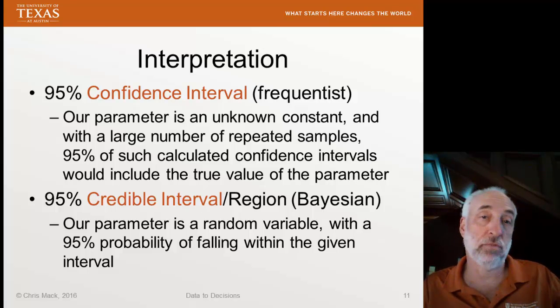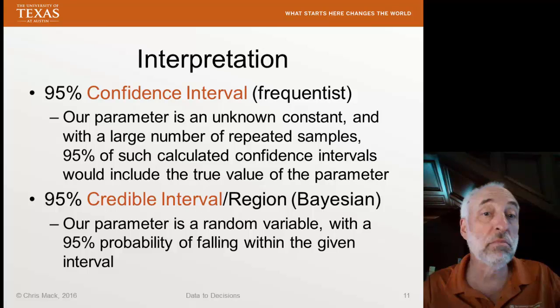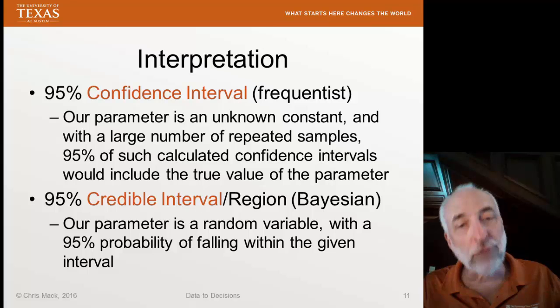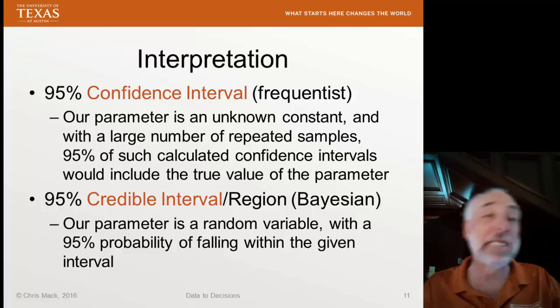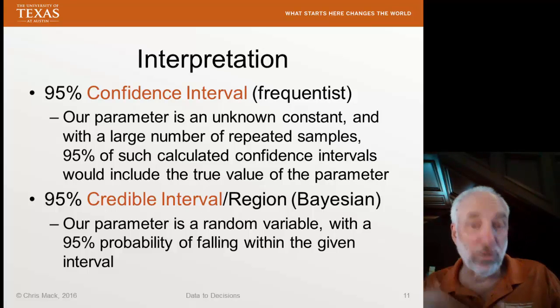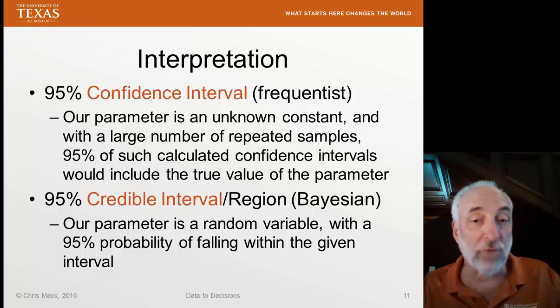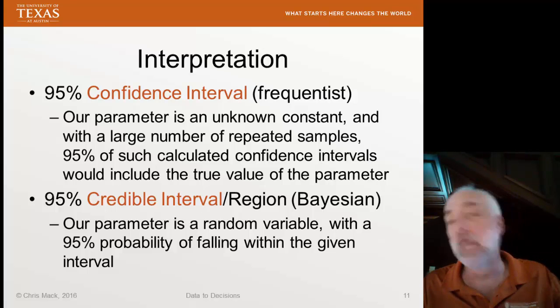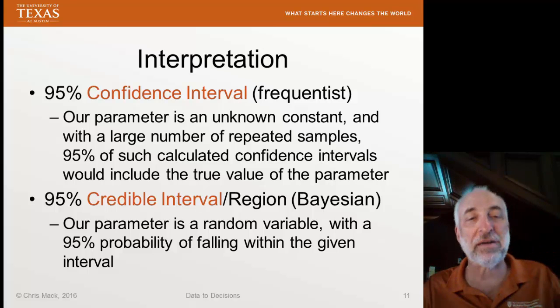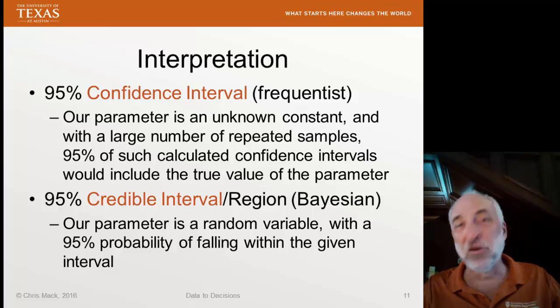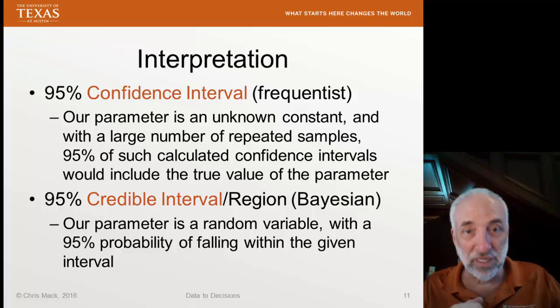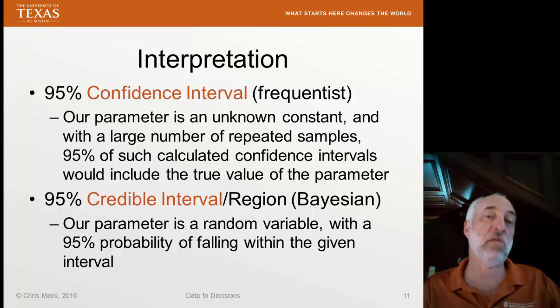For Bayesian regression, we assume that the model parameters are random variables. And the credible interval is the range over which there's a 95% probability that this random variable falls within that range. So in a certain sense, it's an easier interpretation. But I think most of us kind of think of confidence intervals and credible intervals the same way.